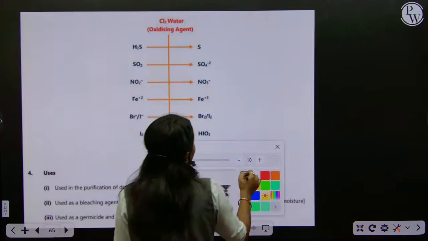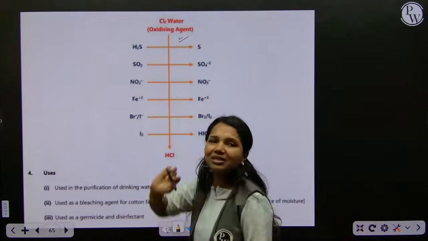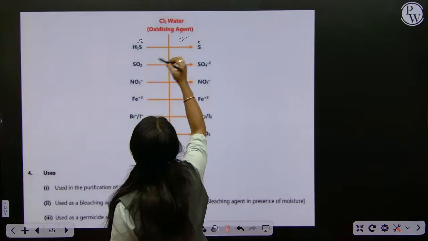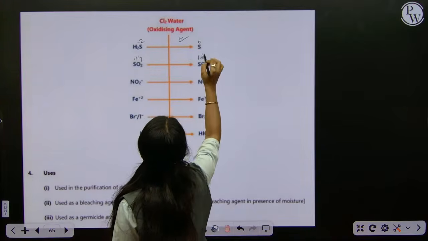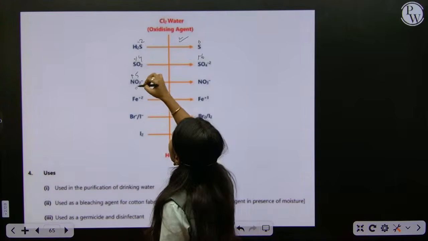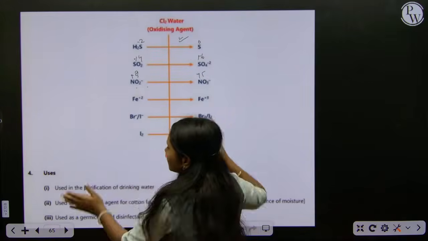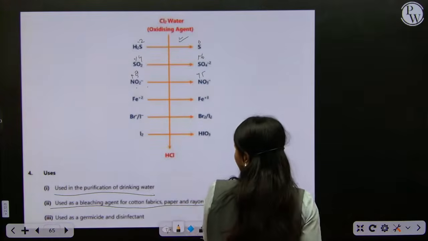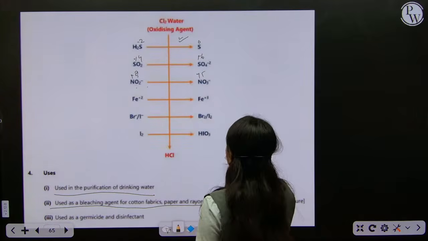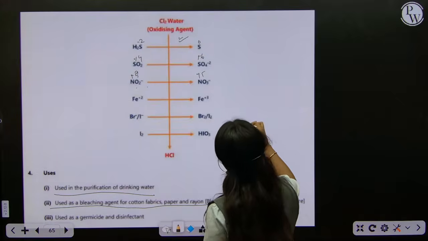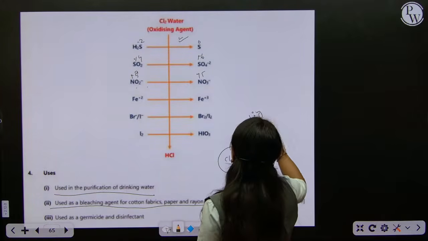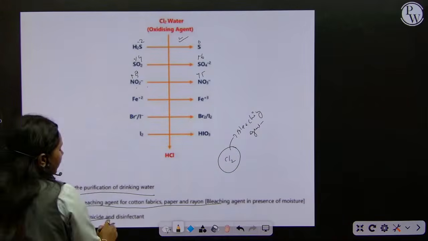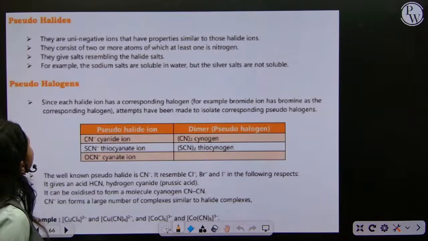Now, chlorine water. What does chlorine water do? It is oxidizing in nature. The oxidation states change like -2 to 0, +4 to +6, +3 to +5, like this. Chlorine water is used in the purification of drinking water and as a bleaching agent because of its oxidizing nature. Cl2 is used as a bleaching agent due to its oxidizing nature. It is also used as a germicide and disinfectant.